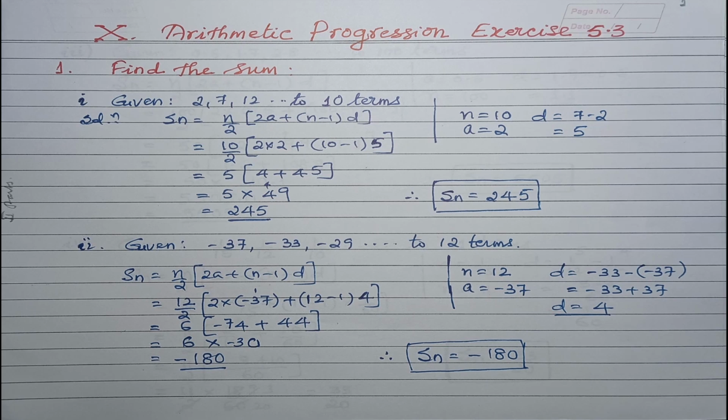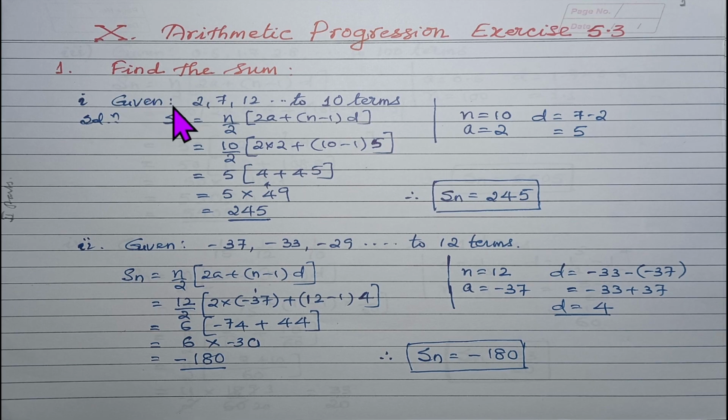Welcome to MRL. In this learning session, we will learn the solutions of examples of exercise 5.3 of Arithmetic Progression, chapter 10 NCERT CBSE textbook. So let us begin with the first example, that is to find the sum.